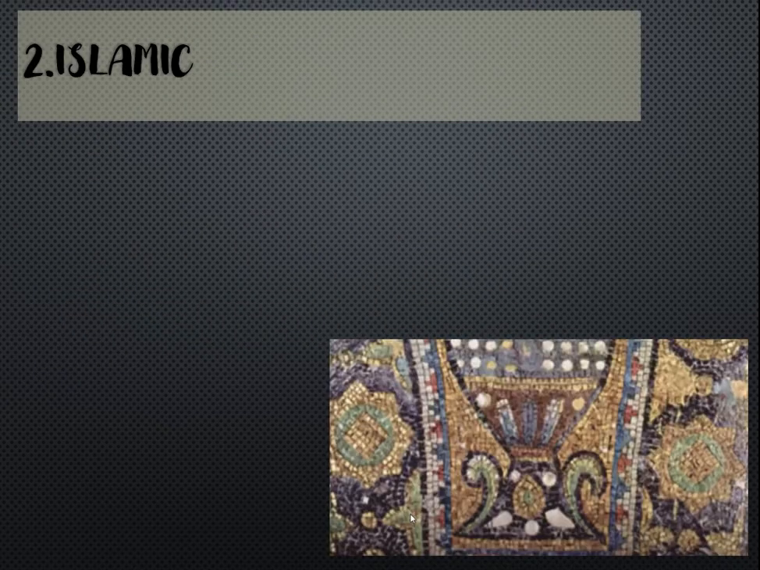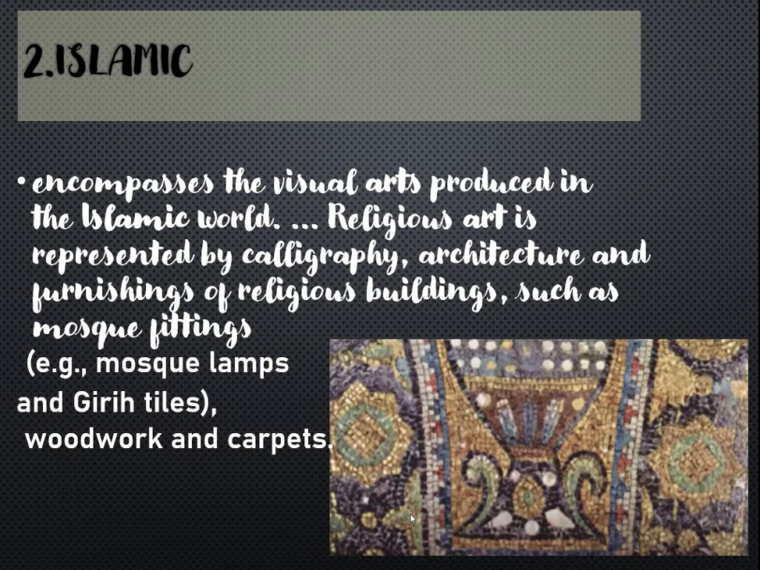The next one here is what we call Islamic art. It encompasses the visual art produced in the Islamic world. Religious art is represented by calligraphy, architecture, and furnishings of religious buildings, such as mosque fittings. Examples are mosque lamps and tiles, woodworks, and carpets.